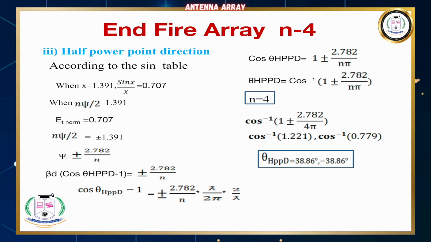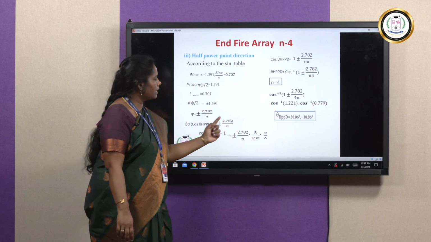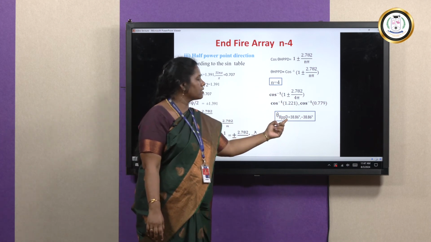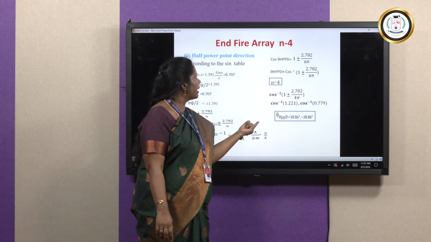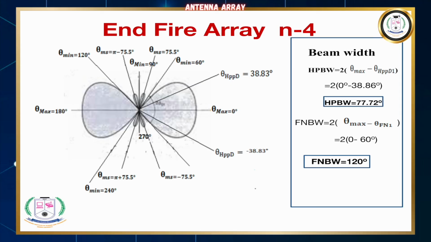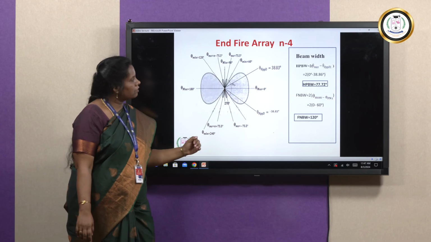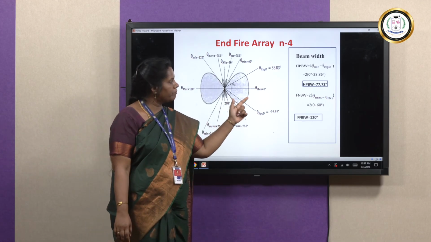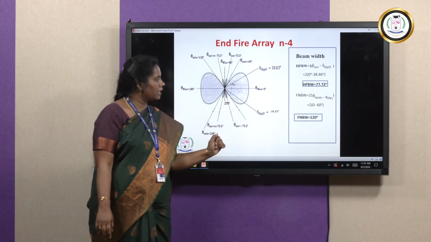For the half power point direction, when x is equal to 1.391, sin x by x from the table gives 0.707, that is the 1 by root 2 value. So finally we will get the angle as 38.86 and minus 38.86 degree. So this is the end fire array radiation pattern, either 0 degree or 180 degree. So the maximum field strength will be given, and the beam width calculation is given as half power point beam width as well as first null beam width.